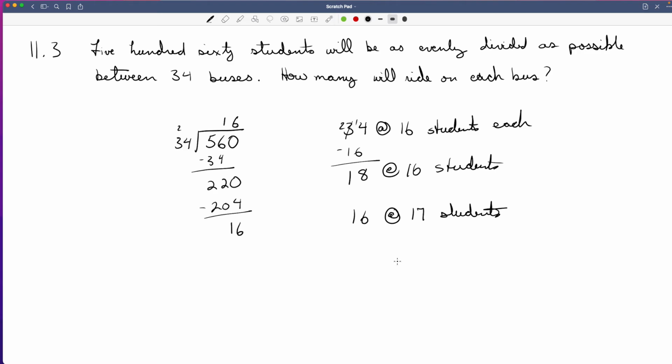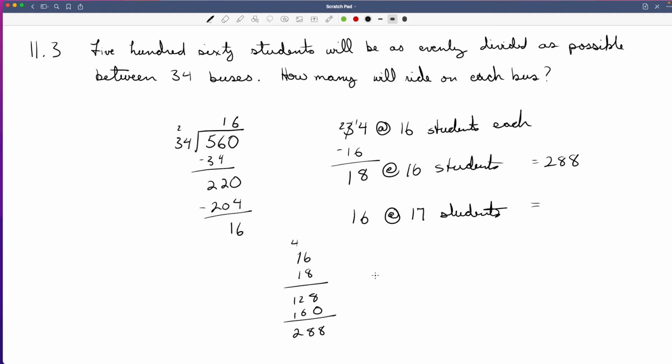Now, the thing that you can do to check your math is to multiply. So we're going to say 16 times 18. So that's this, 18 and 16. 8 times 6 is going to be 48. 8, carry the 4. 8 times 1 is 8, plus 4 is 12. 1 times 6, I'm putting my 0 here. That's 6, and that's 1. When I add that together, I get 288. So I have 288 students here.